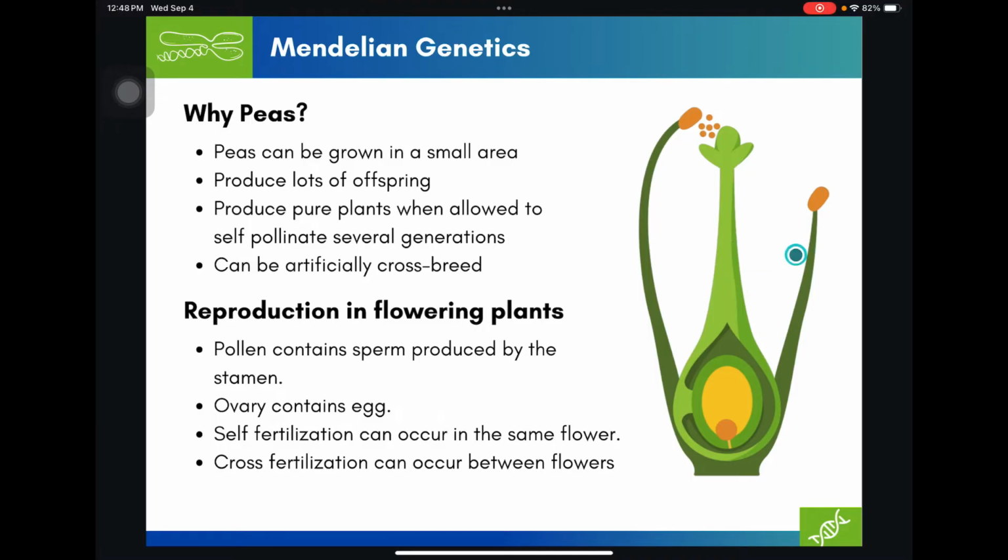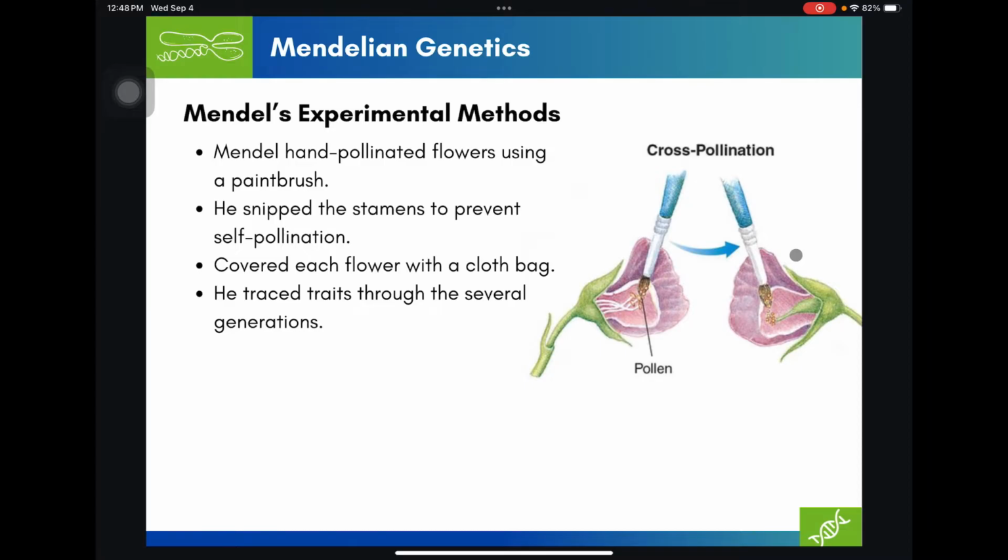I'm discussing a little bit of this background because Mendel's experimental methods involved hand pollinating the flowers using a paintbrush, as depicted in this image. Particularly, he snipped the stamens to prevent self-pollination of the plant, and covered each flower with a cloth bag in order to prevent contamination from pollens coming from other plants, and to ensure that he would be pollinating only his observed plants.